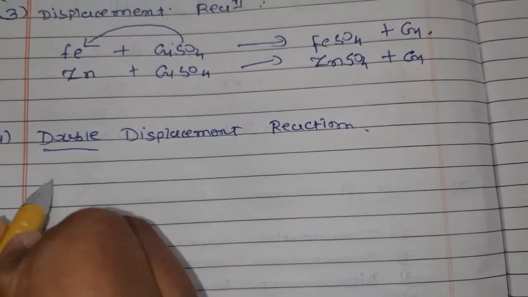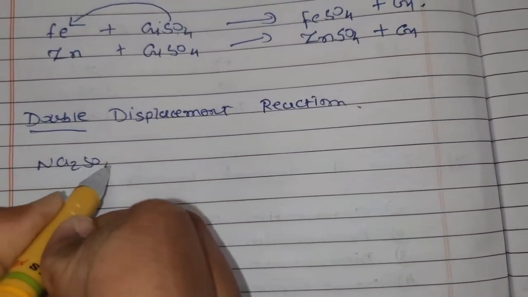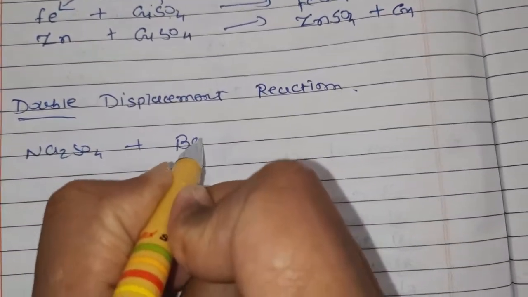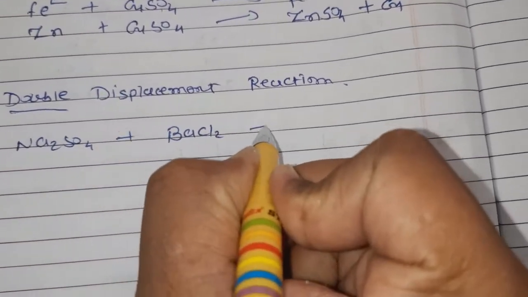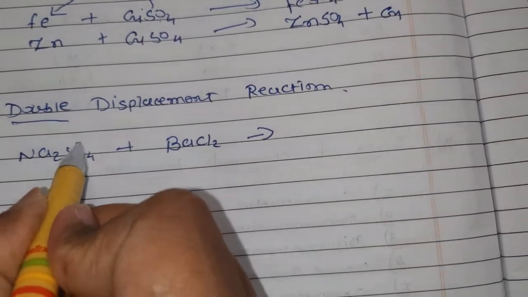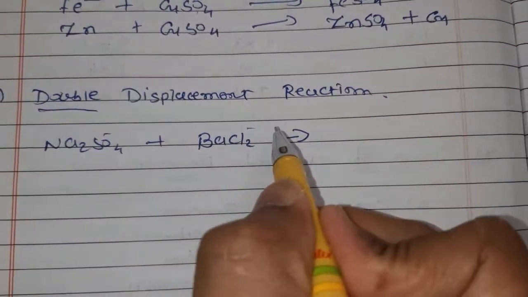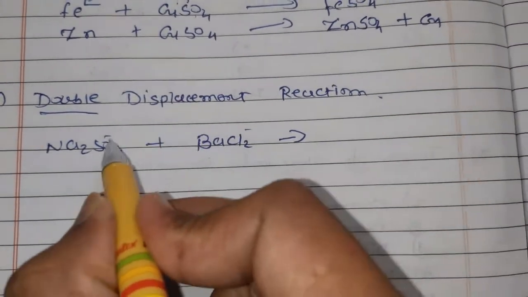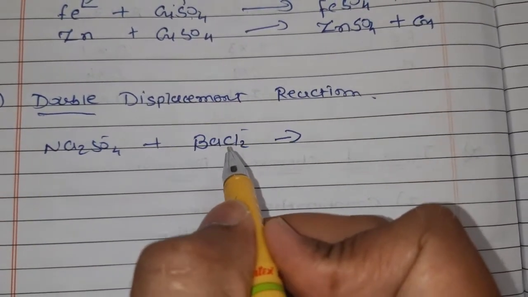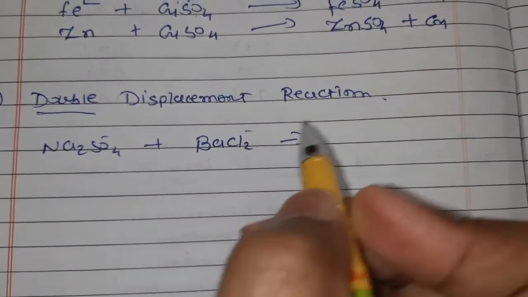Let us take an example, sodium sulfate plus barium chloride. Here SO4 has a negative charge and Cl2 has a negative charge. So both anions will displace onto each other's cation. So what will happen?